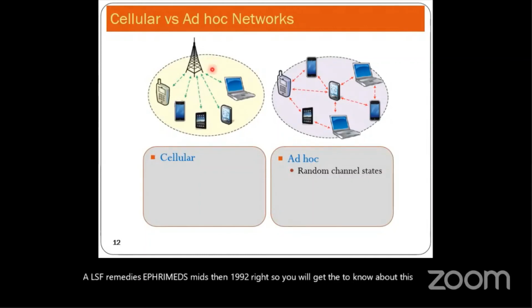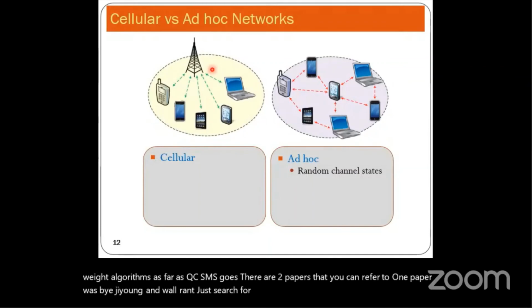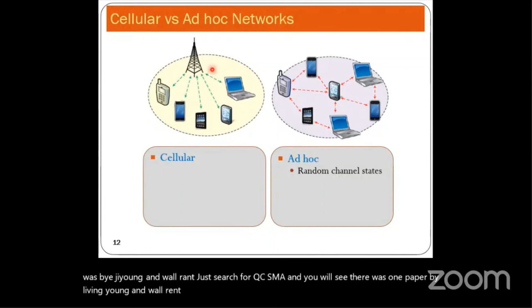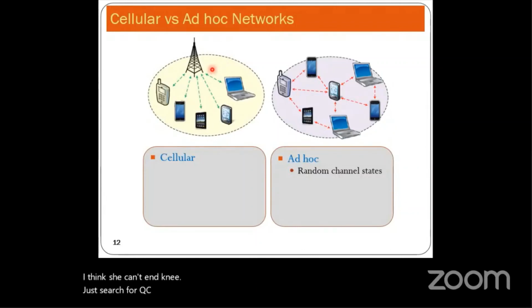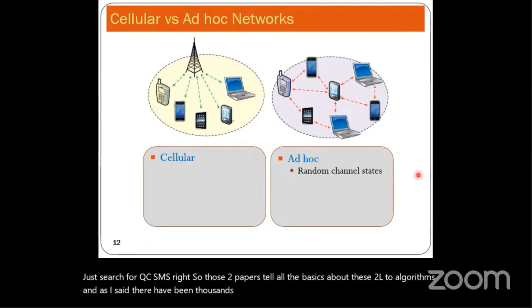As far as QCSMA goes, there are two papers that you can refer to. One paper was by Jiang and Walrand. Just search for QCSMA and you will see one paper by Libin Jiang and Walrand, and another paper by R. Srikant and me. Those two papers tell all the basics about these two algorithms. And as I said, there have been thousands of papers, if not more, that talk of extensions of these algorithms.